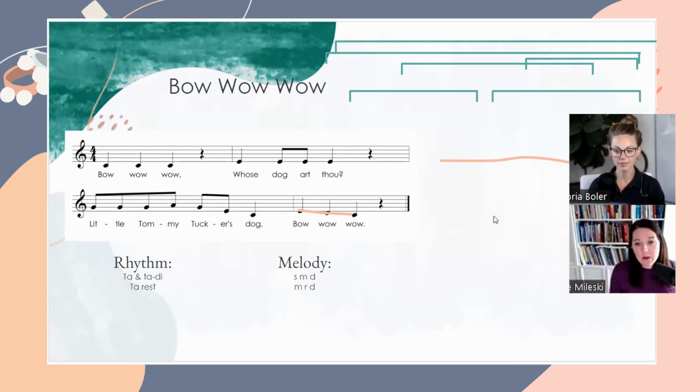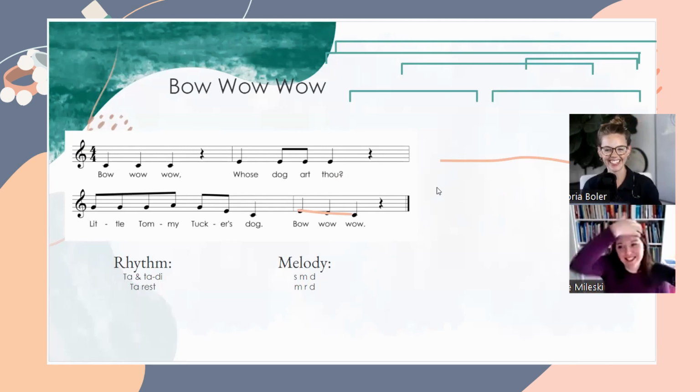So a possible extraction, I guess, sounds like I'm talking about dentistry. A possible extractable pattern for this might be a simple, this is super simple, but a simple echo singing or even improvisation exercise. Particularly since we have the text bow wow wow at the beginning and at the end, we can play around with mi re do a little bit.